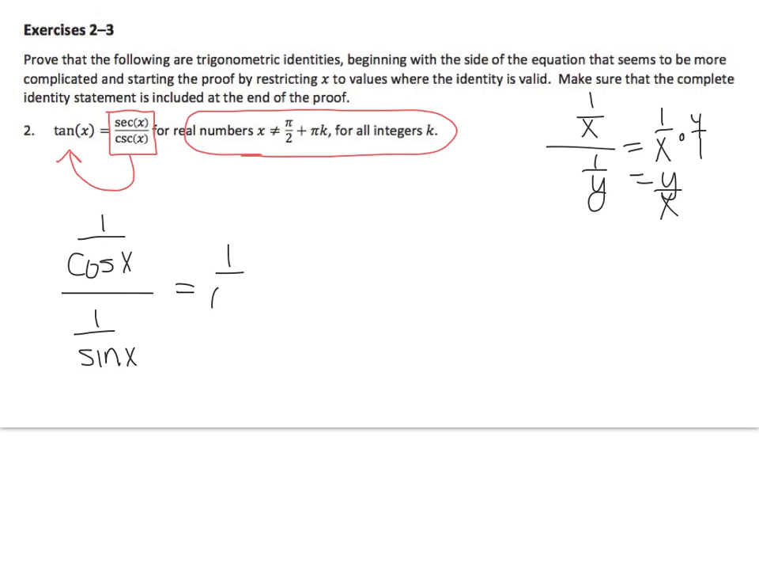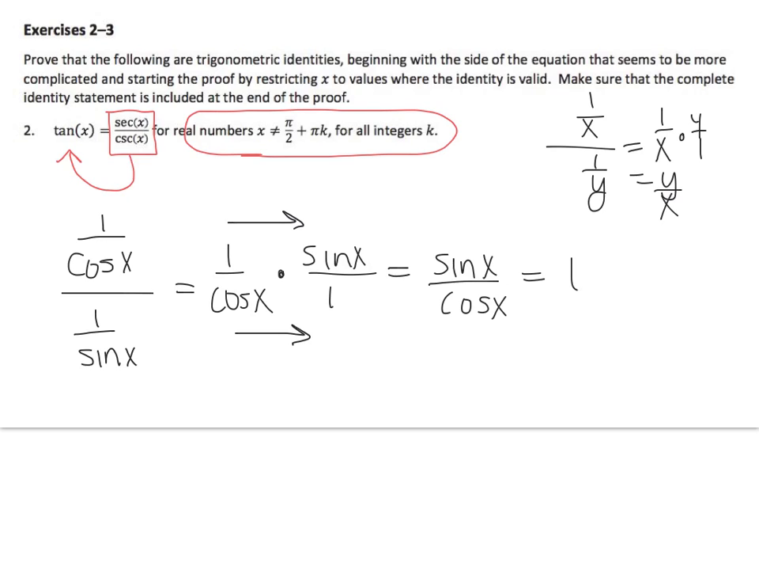So I have 1 over cosine x times sine x over 1. When I multiply fractions, I multiply straight across. That gives me sine x over cosine x, which is tangent x. I got back to there, which is pretty cool. So we know the identity is true, and we already have the domain written.